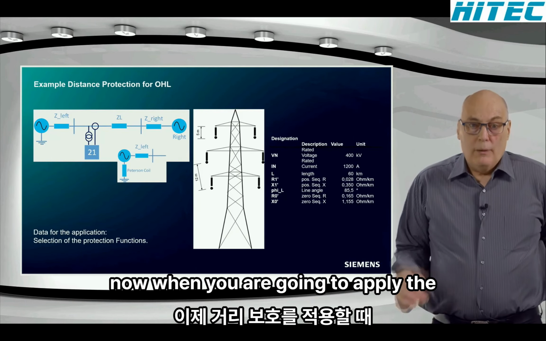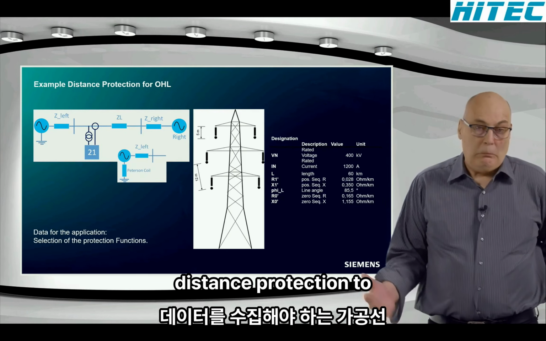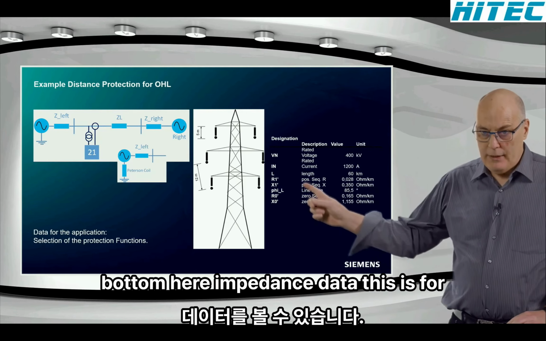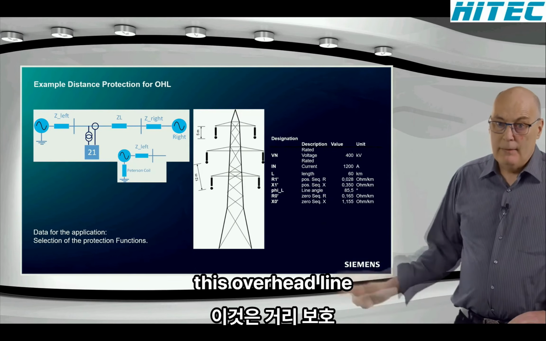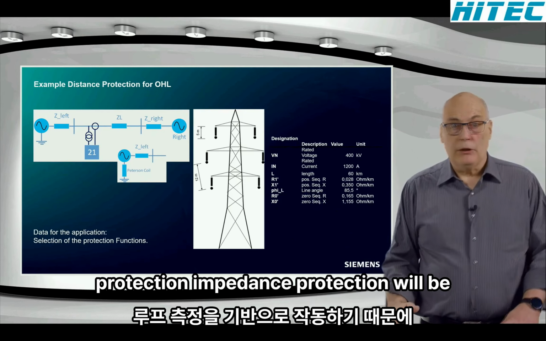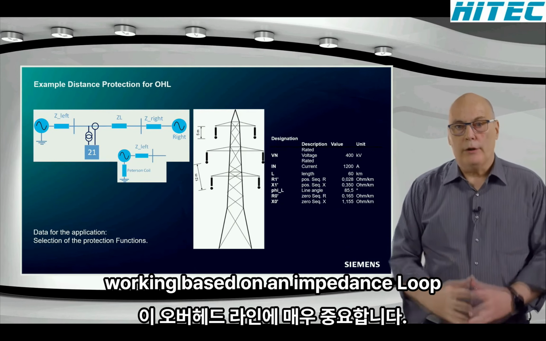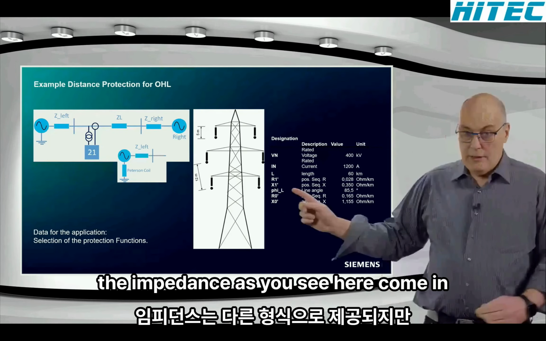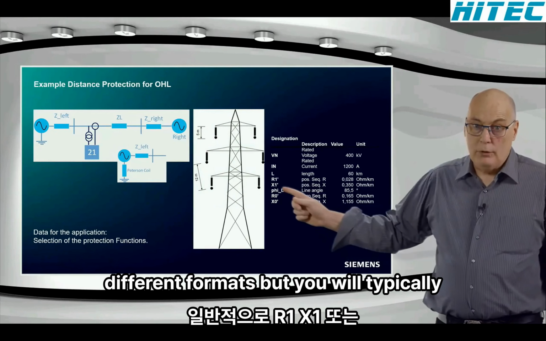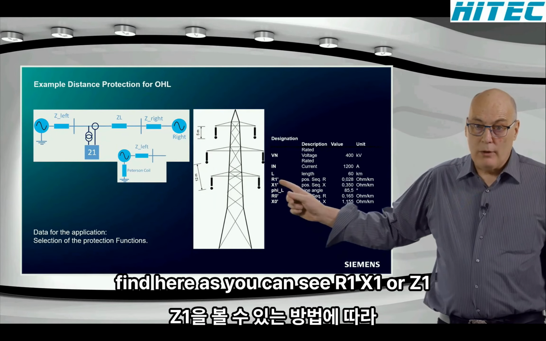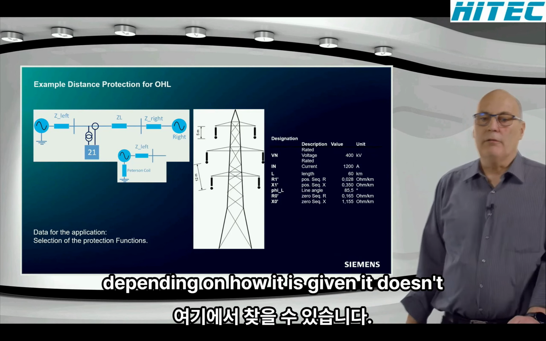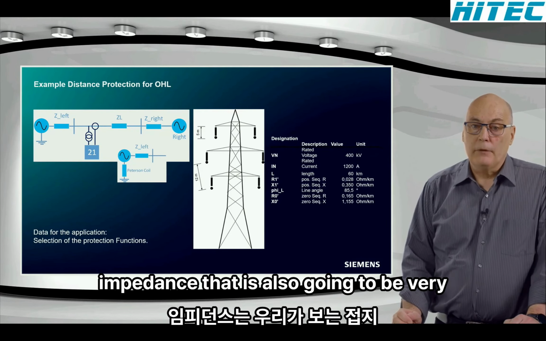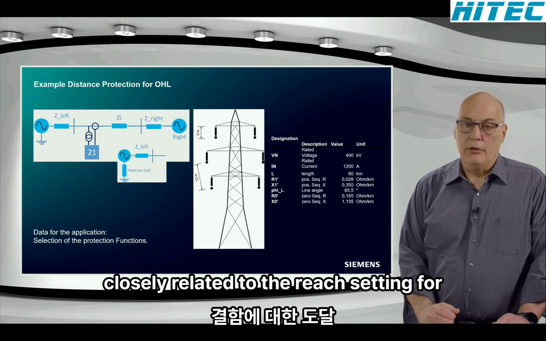Now, when you are going to apply the distance protection to any situation, you have to collect the data. And obviously, as you can see at the bottom here, impedance data, this is for this overhead line, is very important as a distance protection. Impedance protection will be working based on an impedance loop measurement, as we already discussed. The impedance, as you see here, comes in different formats, but you will typically find here R1, X1, or Z1, depending on how it is given, it doesn't really matter, is your positive sequence impedance. That is also going to be very closely related to the reach setting.